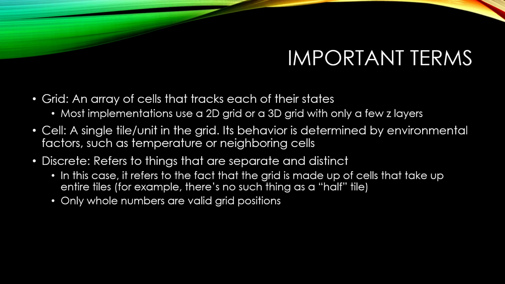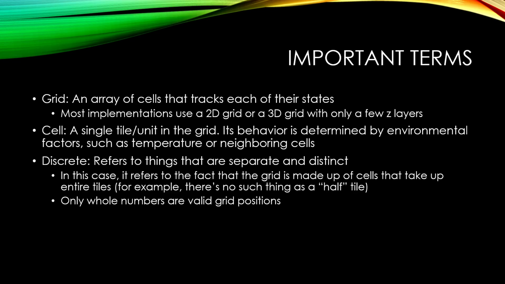Alright, with that out of the way, let's go over some important terms as well. So first of all, you have the grid, which is an array of cells that tracks each of their states. Now, most implementations use either a 2D grid or a 3D grid that's pretty shallow, so it only has like a few layers in the third dimension. Although I have seen implementations that use a 1D array as well.